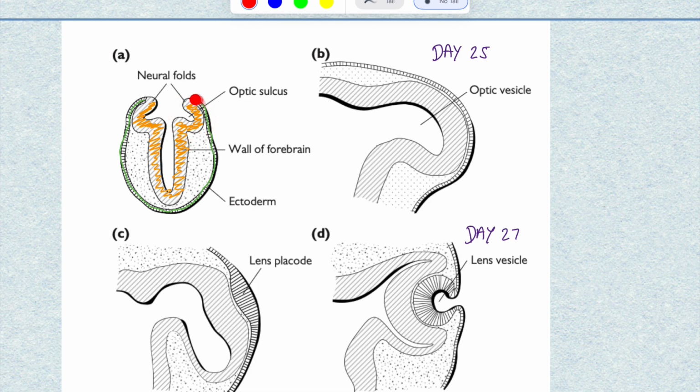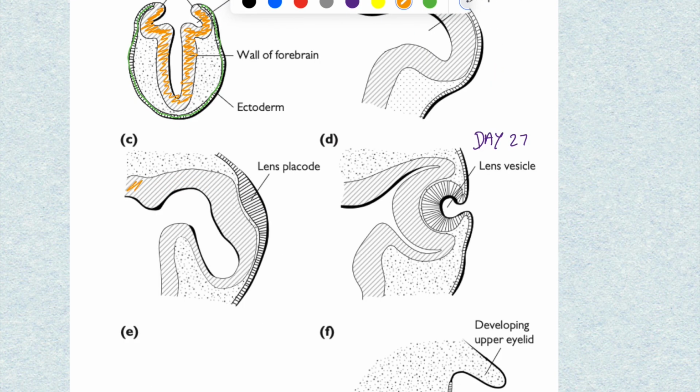Now let's look at this area here. We know the optic sulci protrude to form the optic stalk and the optic vesicle, and this happens at day 25, okay? This happens at day 25, the optic vesicle is formed. So we said we have the neuroectoderm here. This is the optic vesicle and also the optic stalk. And what was that overlying in the green? We have the surface ectoderm. The surface ectoderm is overlying.